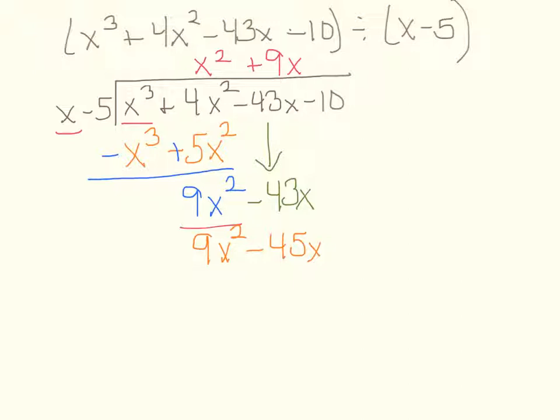Alright, now we're going to add the opposite, or subtract. So we find the opposite of each. And that becomes minus, that becomes plus. So the first terms cancel. Negative 43 plus 45 is positive 2x. And then we bring down this last term. Notice again the sign comes with it.